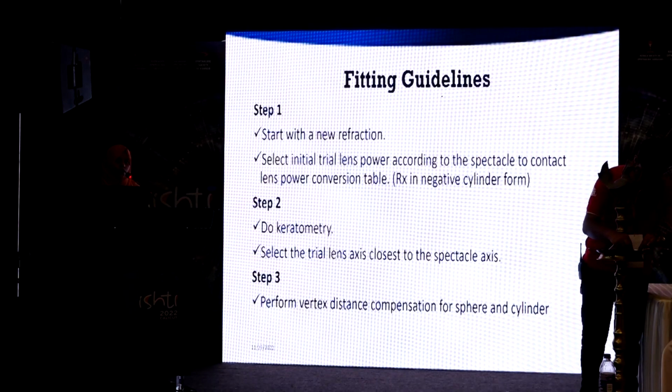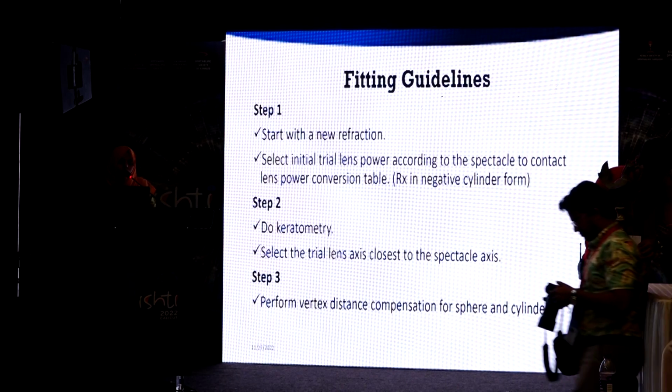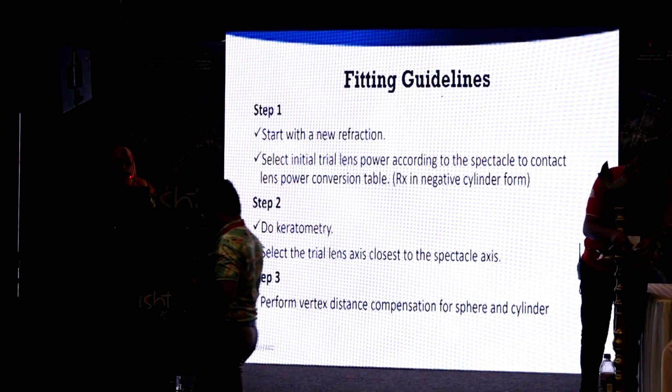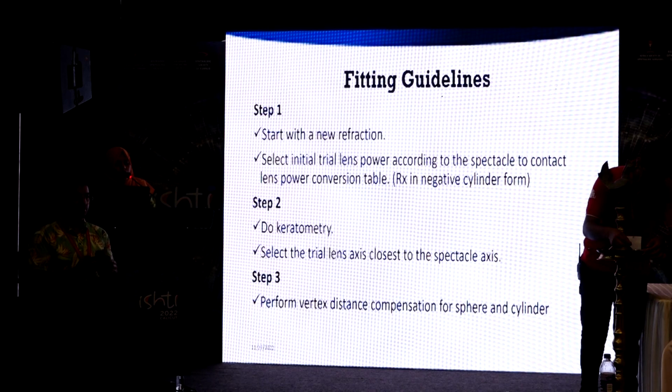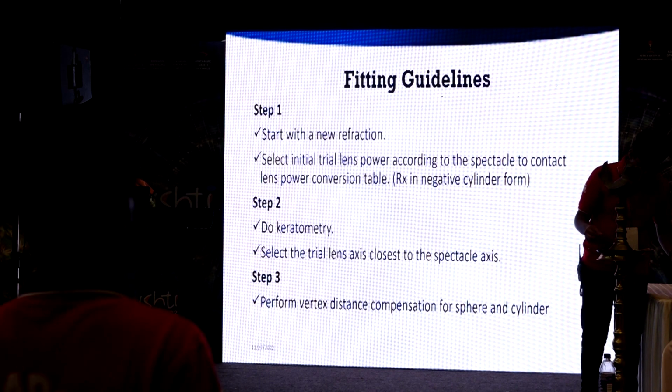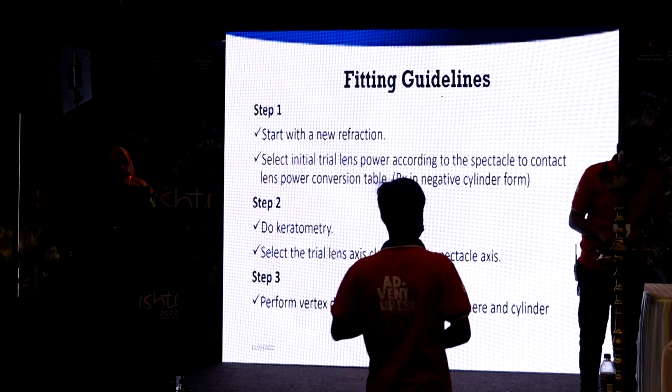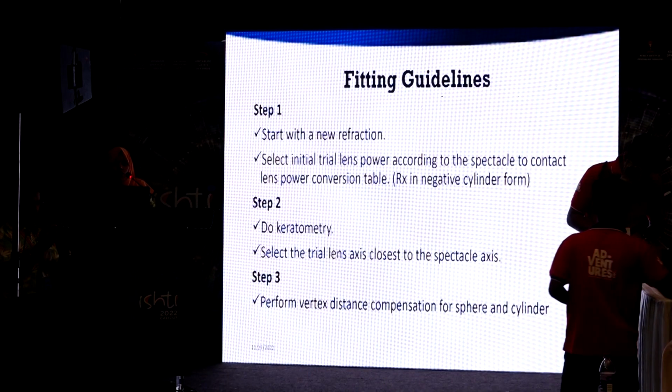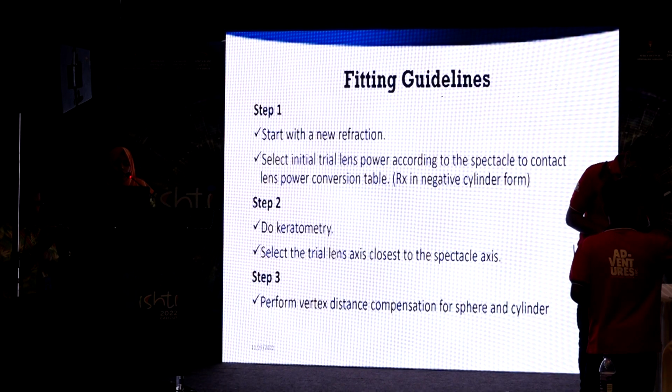So there are some fitting guidelines for every lens. For a soft toric lens, we have to start with the refraction. You have to select an initial trial lens, and according to that you have to do the vertex conversion using a vertex conversion table chart. Then you have to perform keratometry. You have to choose a trial lens closest to the spectacle axis.